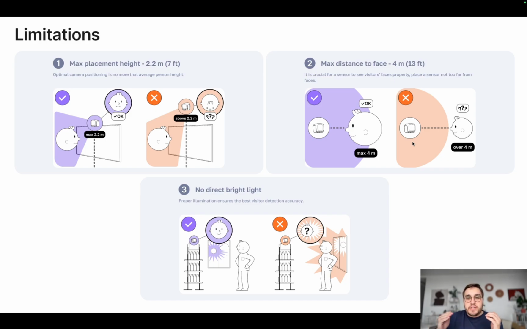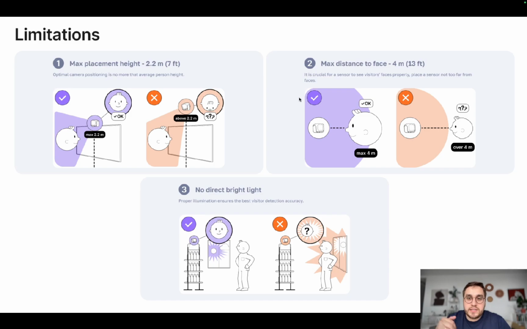So, your camera needs to look at the visitor, ideally at eye level. So you shouldn't place your camera sensor very high, higher than the average height of a person, because it will not be able to see faces directly. It will be able to see only tops of visitors' heads. So try to place the sensor at eye level of an average person.